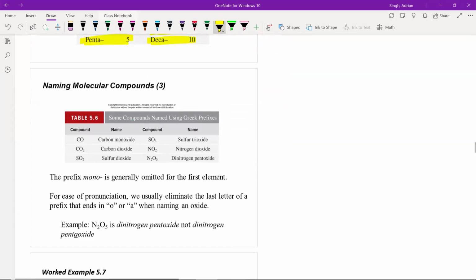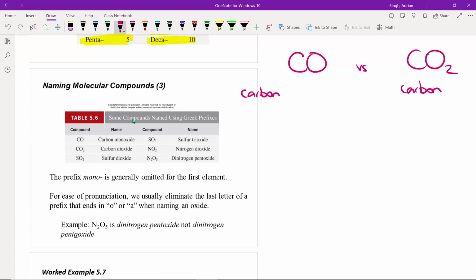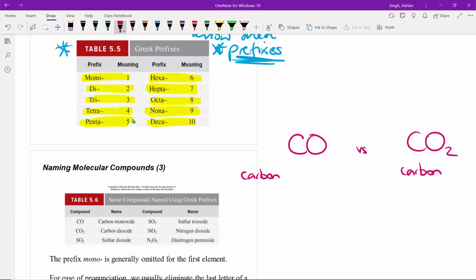So if I have CO, and then I have CO2, okay, we're going to name this. We're going to have the first name for the element, for the first element listed. So C is carbon in the first one. And the second one, we also have carbon there. Now, we said the prefix for 1 is mono, right? And we have 1 carbon in each of these cases.